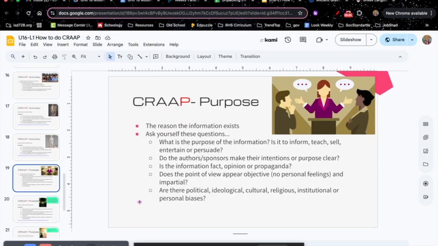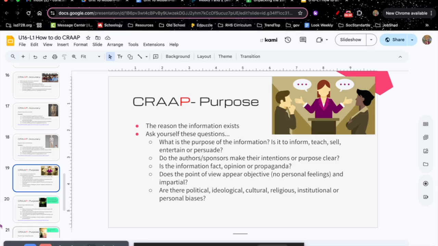All right, let's go on to the last one, purpose. So purpose is the reason the information exists. Ask yourself these questions. What is the purpose of the information? Is it to inform, teach, sell, entertain, or persuade? Do the authors or sponsors make their intentions or purpose clear? Is the information fact, opinion, or propaganda? And does the point of view appear objective, meaning no personal feelings, and impartial? And are there political, ideological, cultural, religious, institutional, or personal biases?